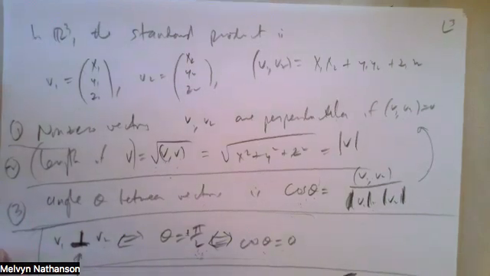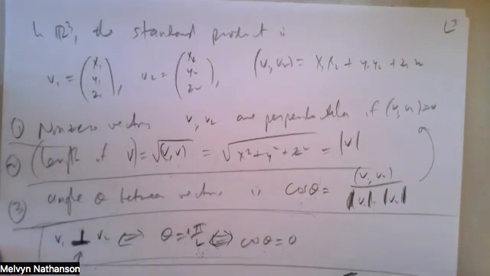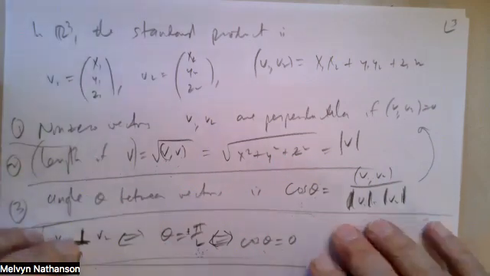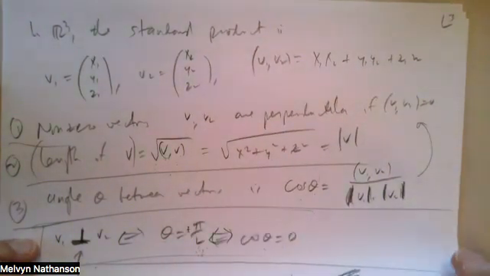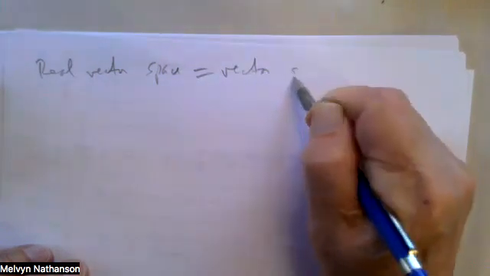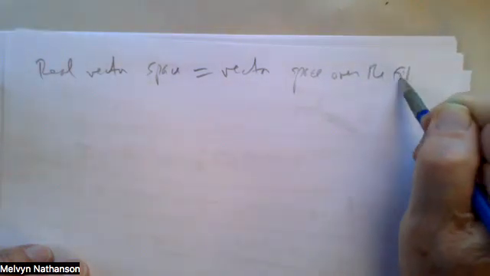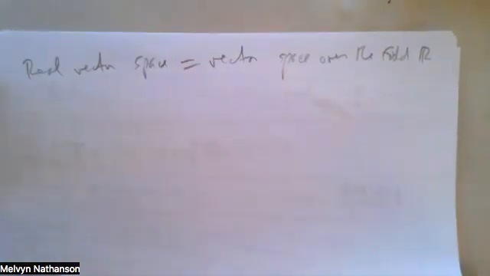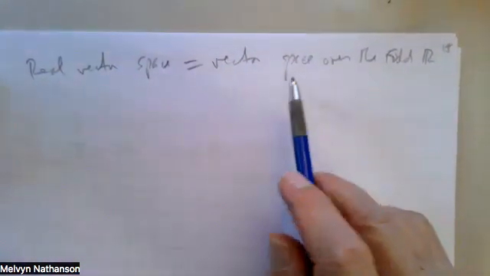Okay, so this is kind of a warm-up, and now I have to give you the definition of an inner product. So we have a real vector space, which means a vector space over the field of real numbers. That is, we could have been using complex numbers for our field, or we didn't, but this is now just for vector spaces over the real numbers.